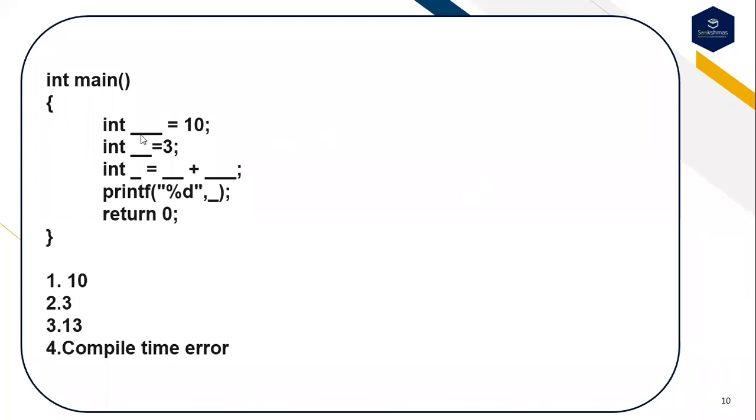Let's start the next question. int triple underscore is equal to 10, int double underscore is equal to 3, int single underscore is equal to double underscore plus triple underscore, printf followed by %d and single underscore. Predict the output of this code. These are the following options. First option is 10, second option is 3, third option is 13, fourth option is compile time error.